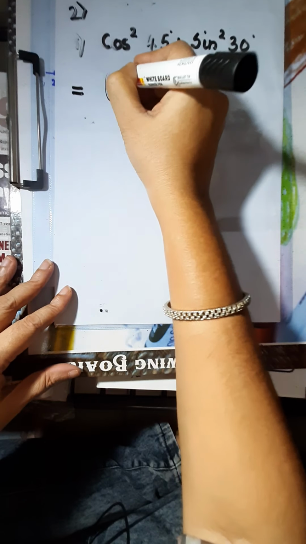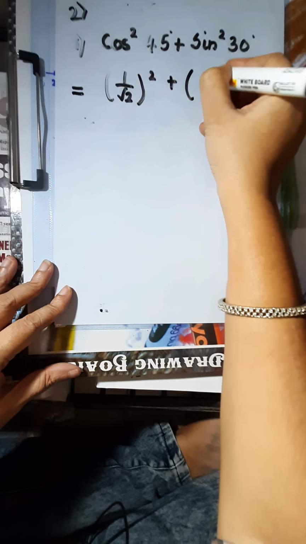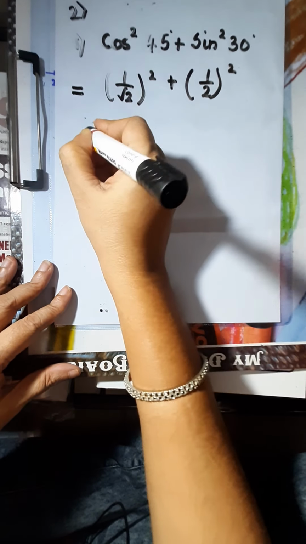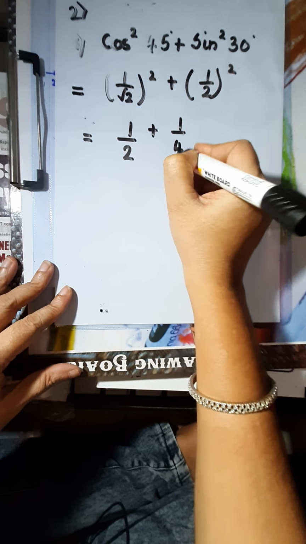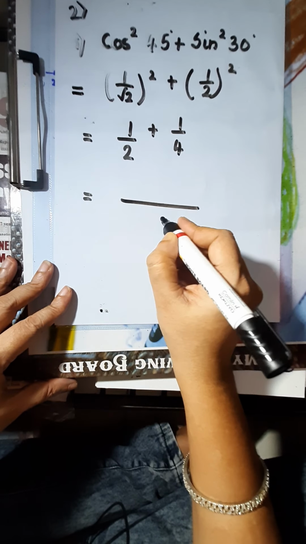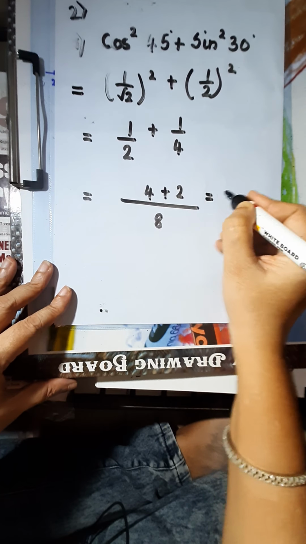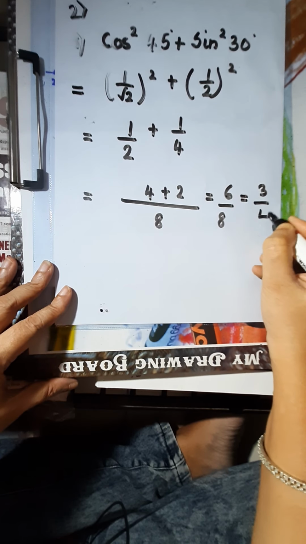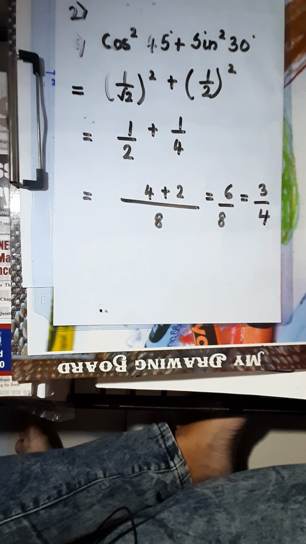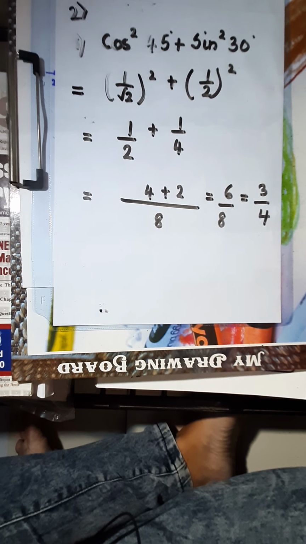Cos of 45 is 1 upon root 2 the whole square. Sine of 30 is half the whole square. That becomes 1 upon 2 plus 1 upon 4. 2 fours are 8, 4 plus 2, which is equal to 6 upon 8, which is equal to 3 upon 4. If I reduce it, I'll get the answer as 3 upon 4. Correct? Now, let's go to the next question.